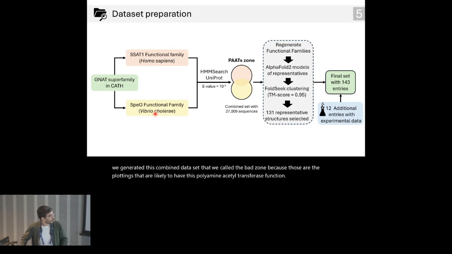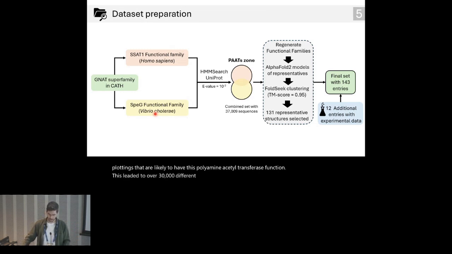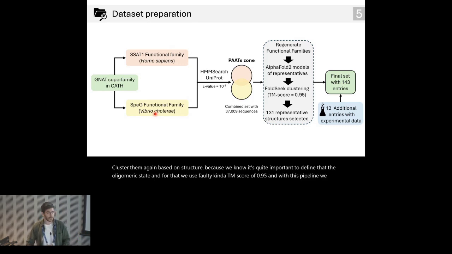This led to over 30,000 sequences, 37,000 different sequences, that we had, of course, to narrow down to allow for experimental analysis. To do so, we regenerated functional families for this extended data set, and we predicted structures for each of the representatives of those functional families, and clustered them again based on structure, because we know it's quite important to define the oligomeric state. For that, we used Foldseek and a TM-score of 0.95. With this pipeline, we ended up selecting 131 different representative structures that we combined with a set of 12 entries for which our collaborators had experimental data, but that were not included in our PAT zone.